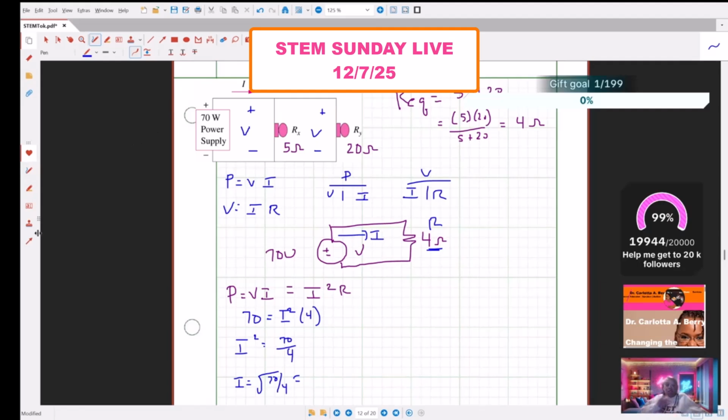4.18 amps. So the current is 4.18 amps. That's the square root of 70 divided by 4. Okay, let me open the calc back up and make sure I didn't mess it up. 70 divided by 4, and then I took the square root of that. Hold on. 70 divided by 4, and that's 17.5. And then the square root of 17.5.